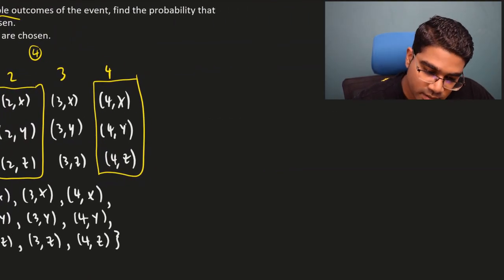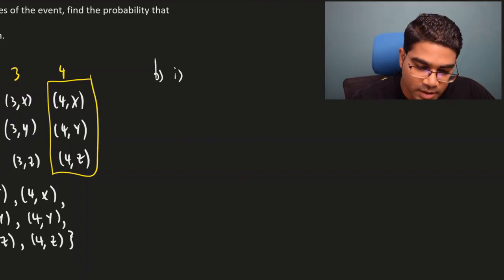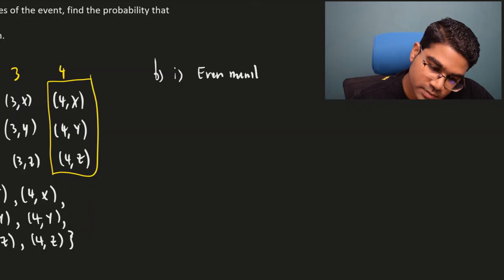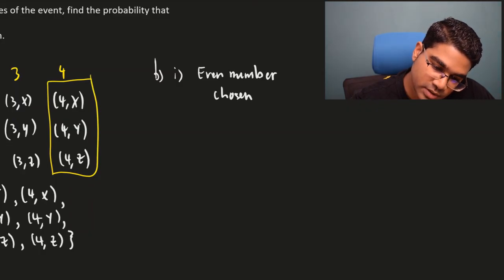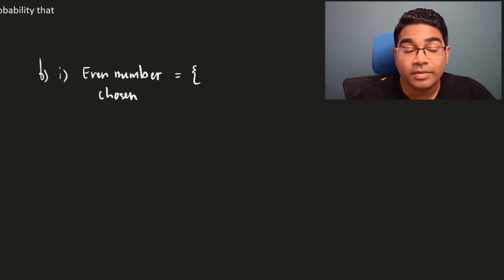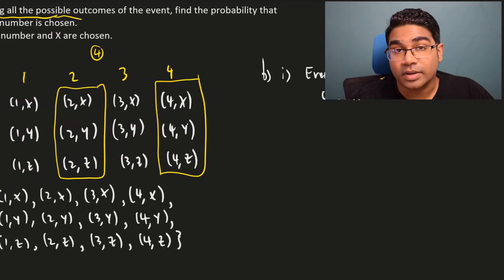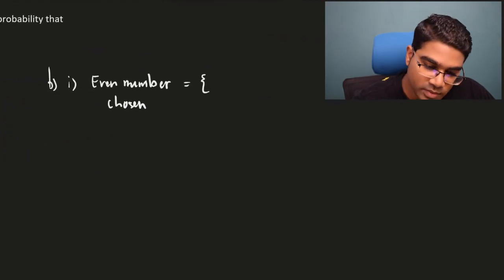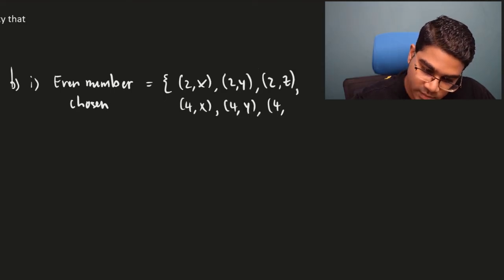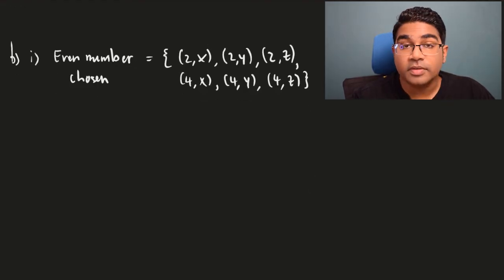So let's do that. B1. So first we want to list the outcomes. So the outcome is even number chosen. This is our outcome. So let's write it down. Even number chosen. Then again we write in set notation. So we have all of these 6 outcomes. We just have to list it out. So that will be 2x ... and 4z. Now we've listed all our outcomes.